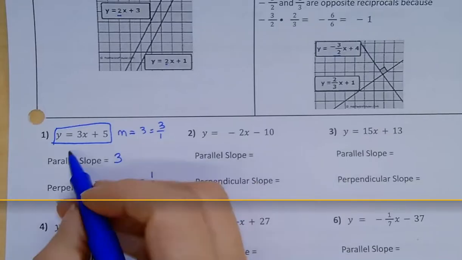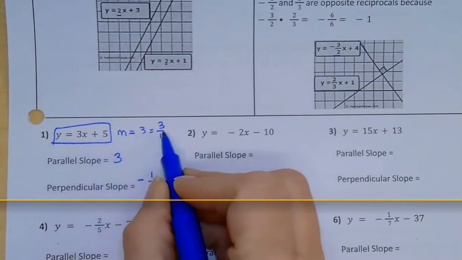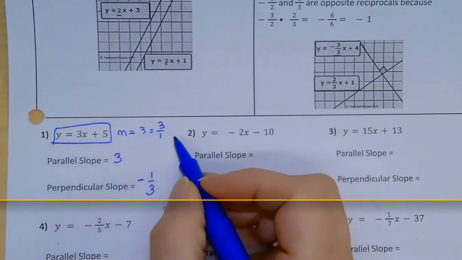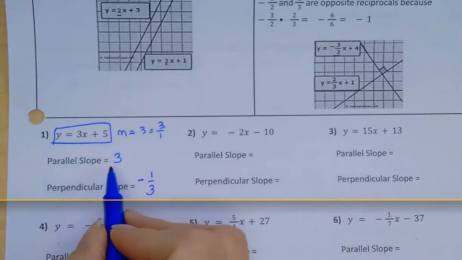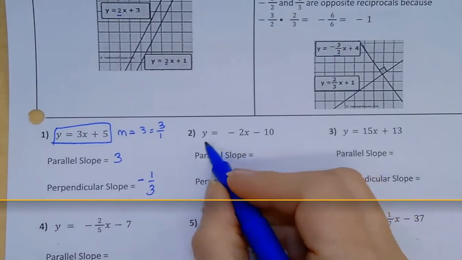All right, this is the equation we were just looking at, y equals 3x plus 5. I know the slope here is 3, which I can think of as 3 over 1. Any parallel slope is always going to be 3. Any perpendicular slope is going to be -1/3. So we'll look at our next example.